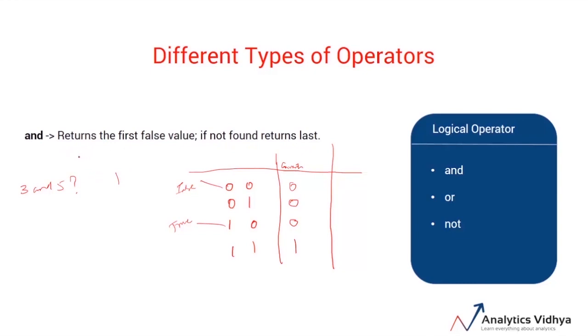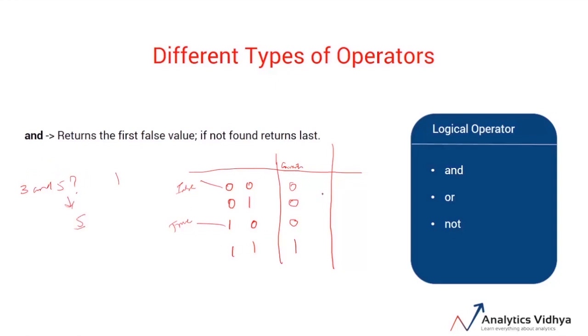Let's review it again. The AND operator takes two operands and returns the first false operand, and if not found, returns the last operand. So what do you expect in this case? For example, the AND operator goes through this value first, and since 3 is a true value, it moves to the second operand. Now it returns the last operand.